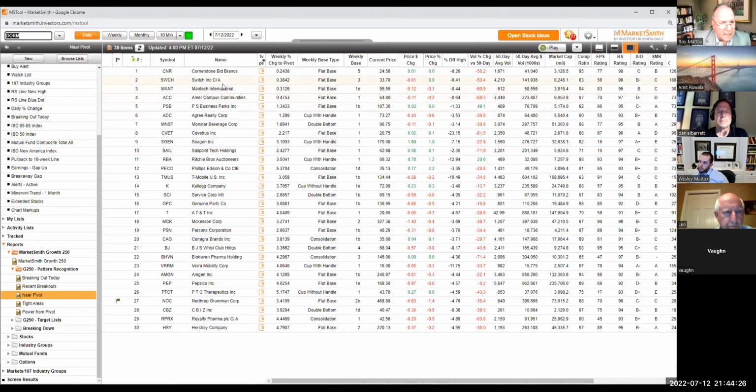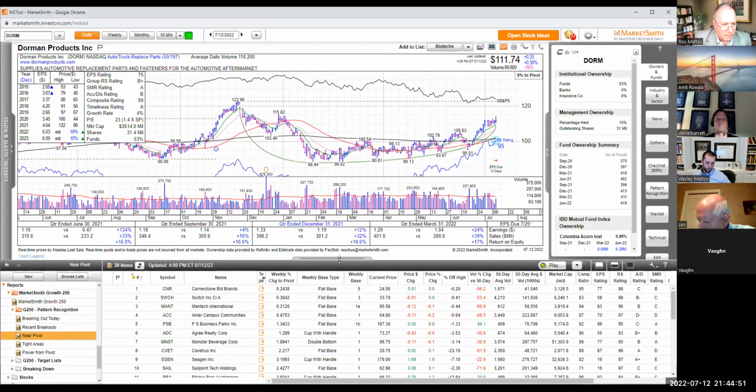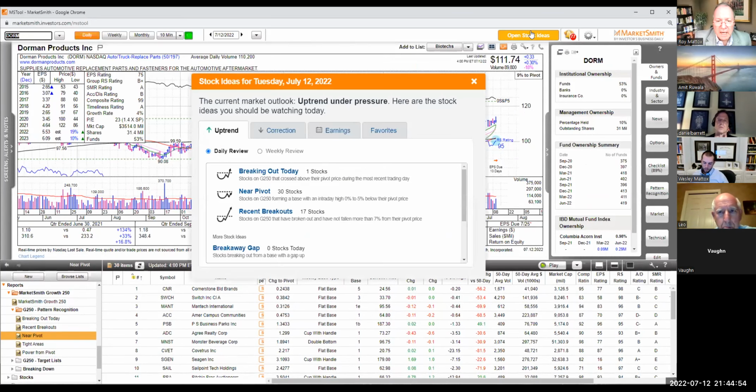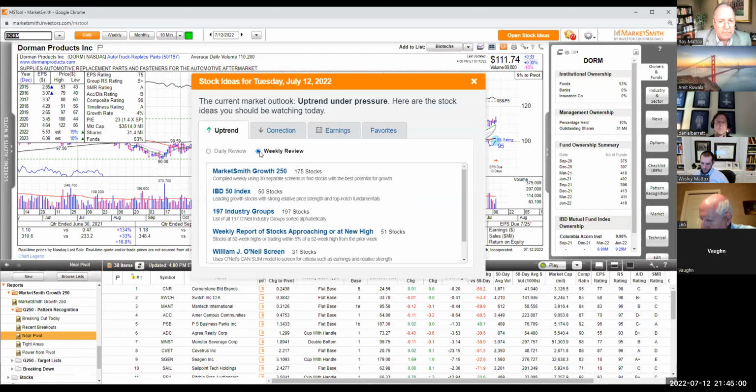And a lot of these names aren't great. Hershey's defensive, you don't want to own Pepsi, you don't want to own Hershey, you don't want to own Kellogg, you don't want to own Service Corp International, funeral homes. There's just no leadership. But this is where you can find the ideas, recent breakouts, breakaway gap. And if you go to the weekly review, they're going to be here, guys, when the environment's right.